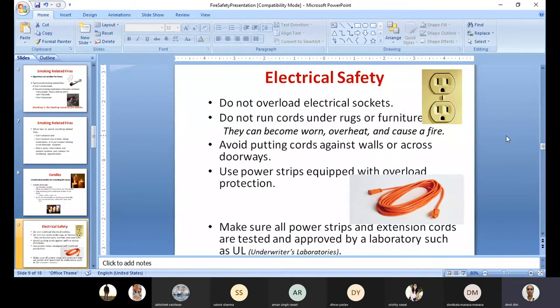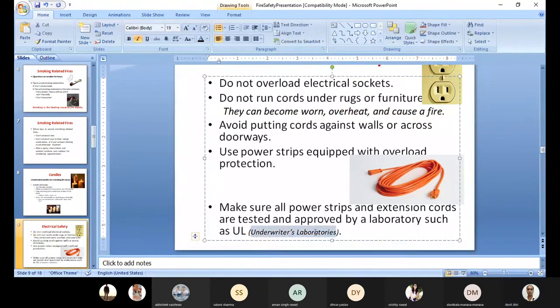Next thing is electrical safety. Here what we are referring to is the... well, let me leave it.